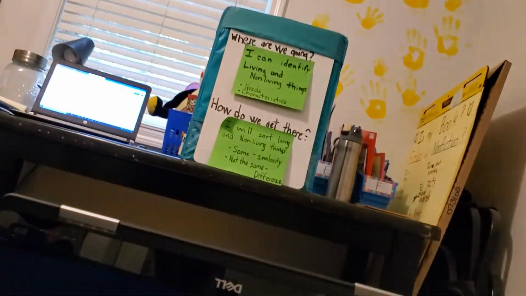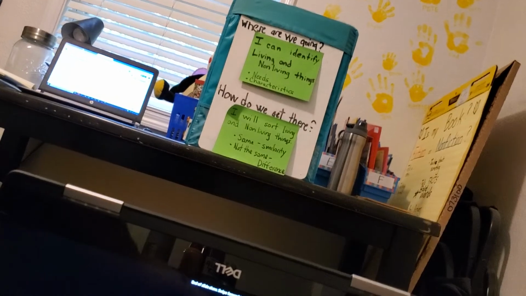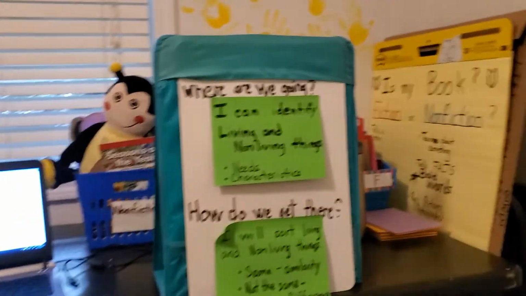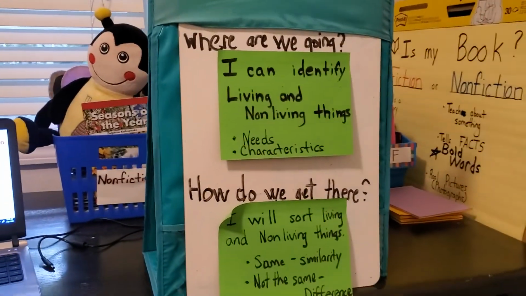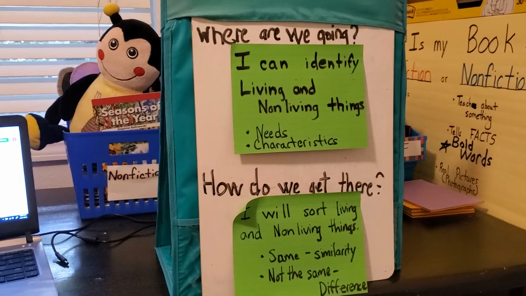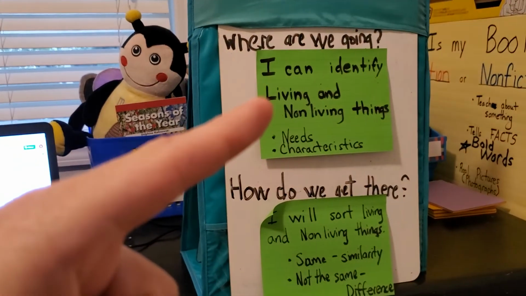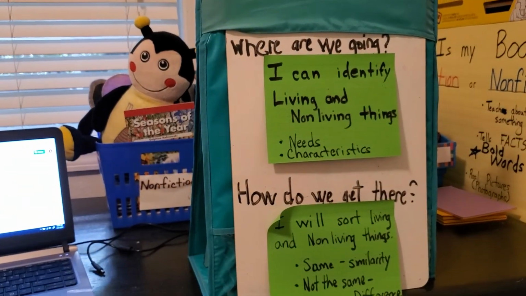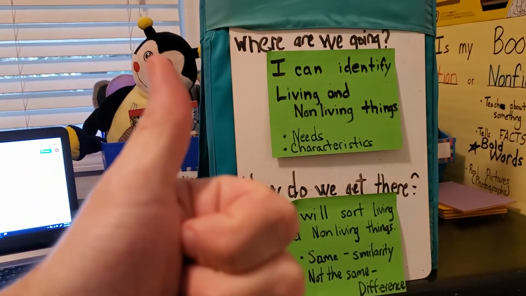And we're going to take a look at the learning targets and success criteria for today, okay? See if we accomplished with our video what we were wanting to do. Let's look here. All right, so our learning target today, guys, was I could identify living and non-living things. Did we do that? Thumbs up, we sure did.